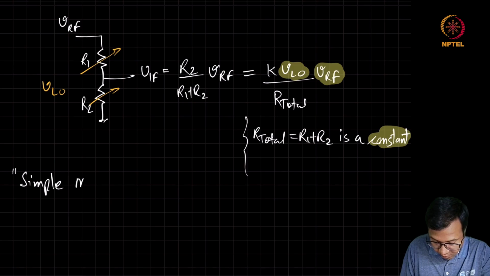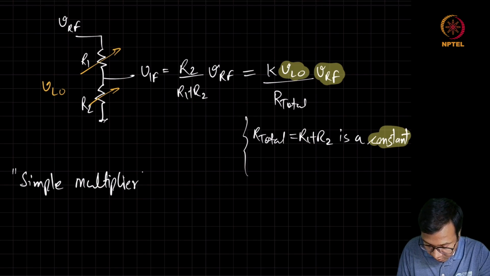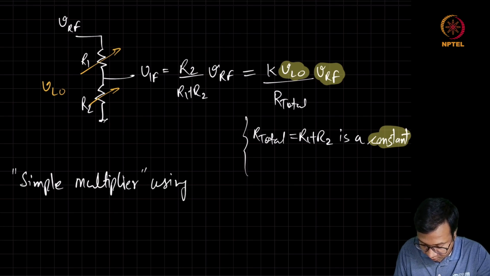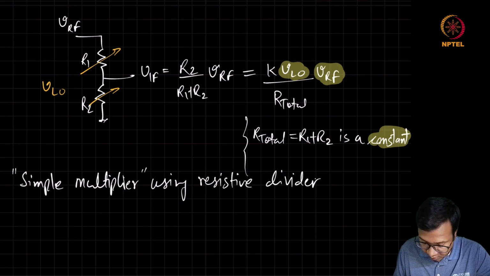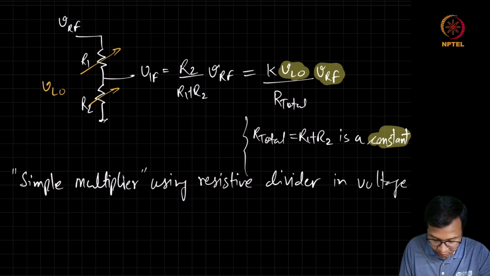This is a simple multiplier using a resistor divider.